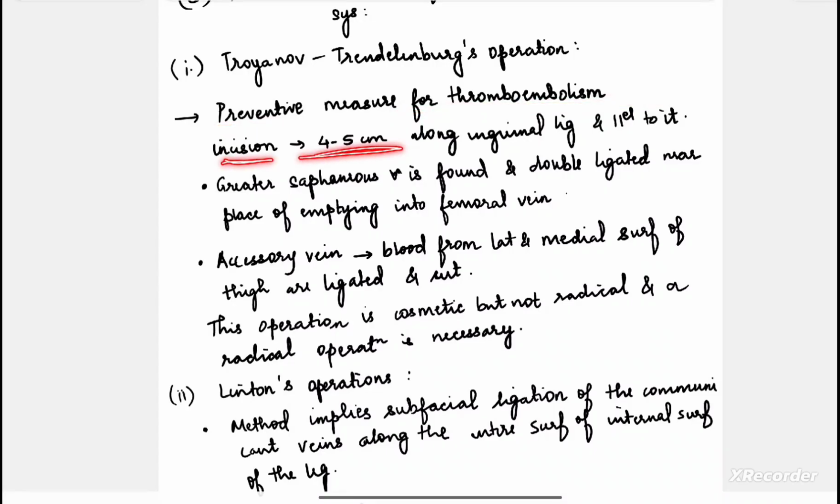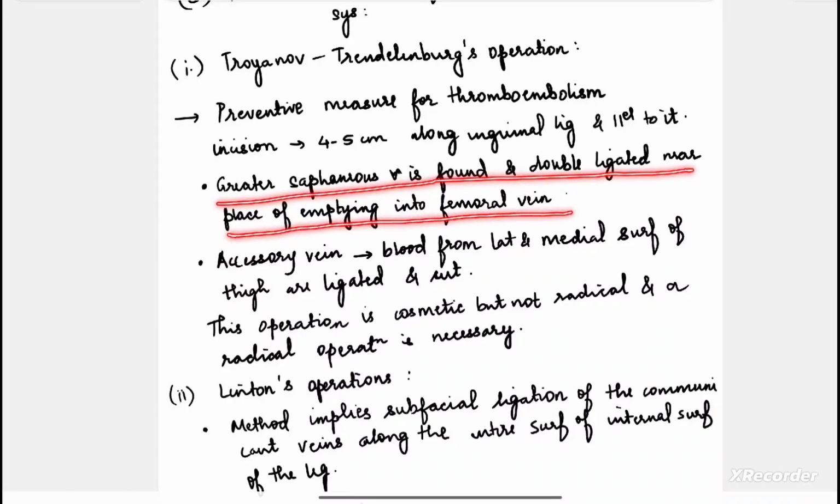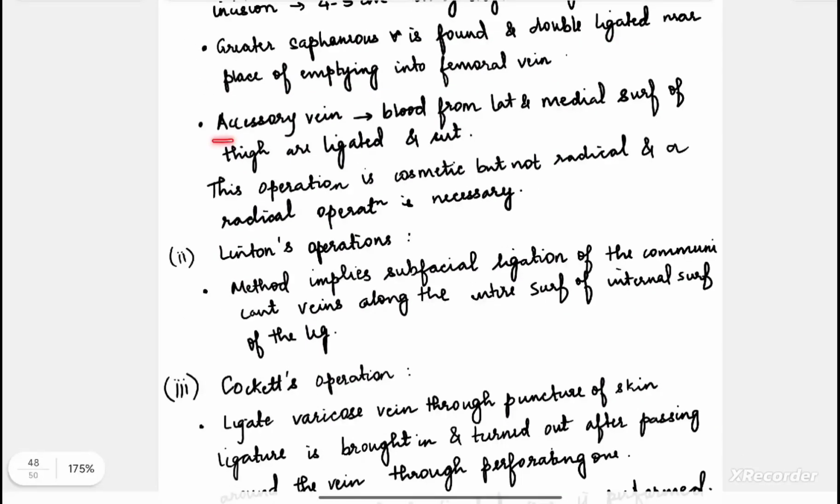Incision is made 4 to 5 cm along the inguinal ligament and parallel to it. The greater saphenous vein is found and double ligated near the place of emptying into the femoral vein. Accessory veins, carrying blood from the lateral and medial surface of the thigh, are ligated and cut. This operation is cosmetic but not radical, and a radical operation is necessary.